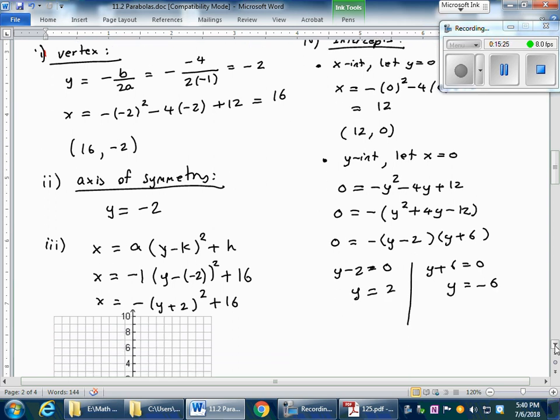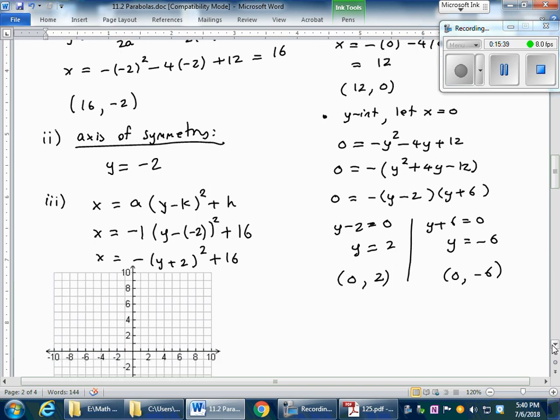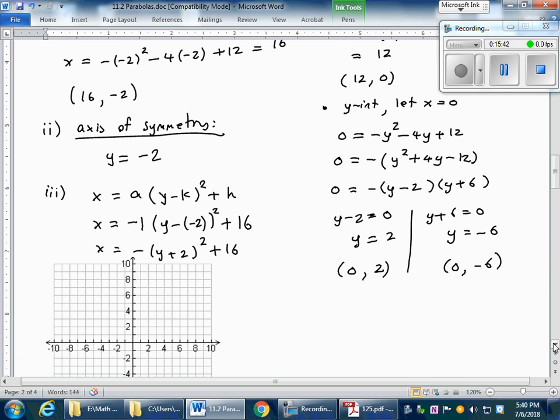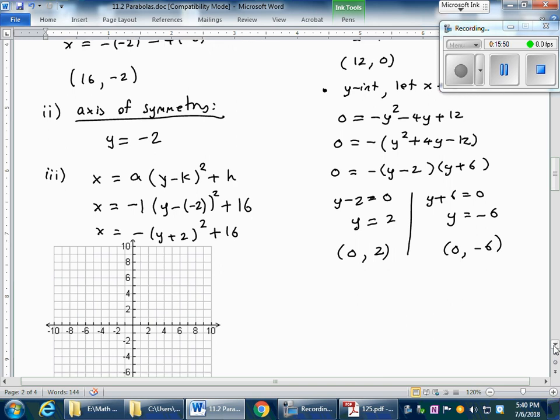Don't forget, these are intercept points, so I'm going to write them right away as ordered pairs: 0, 2, and then 0, negative 6. Now we have the vertex and the intercept points that will allow me to graph a lot faster. It will be out of the chart right here because I only gave you up to 10, so we're going to have to extend this. My vertex is 16 and negative 2, so it will be way out here. 10, 11, 12, 13, 14, 15, 16, negative 2, which is way out.